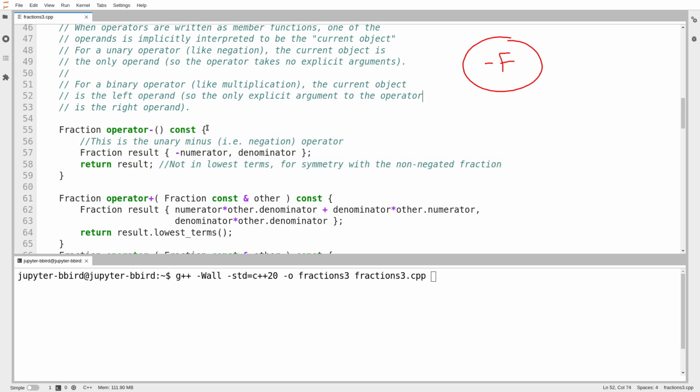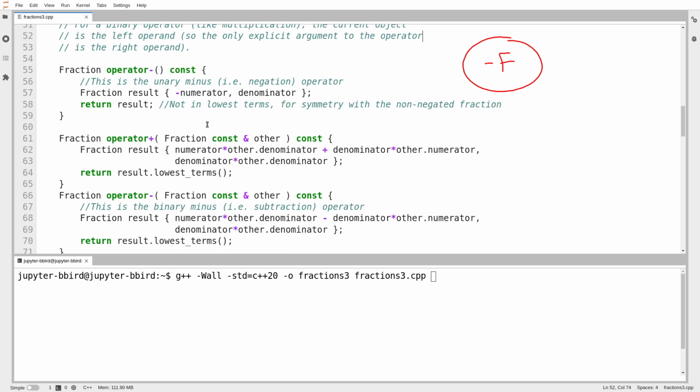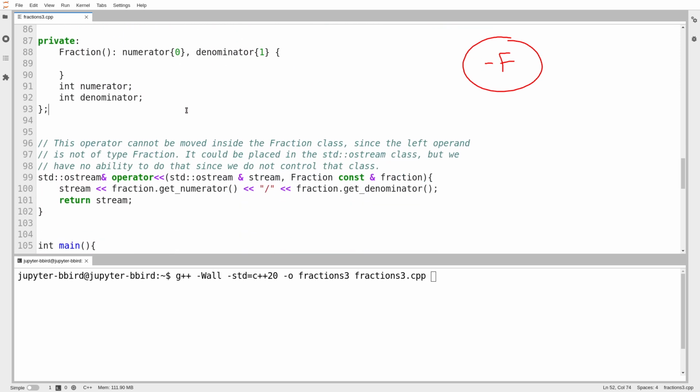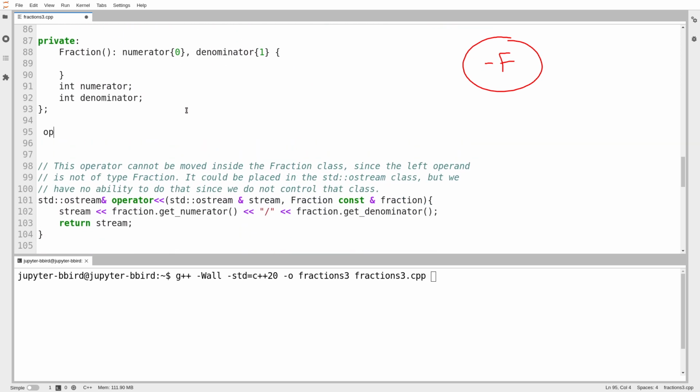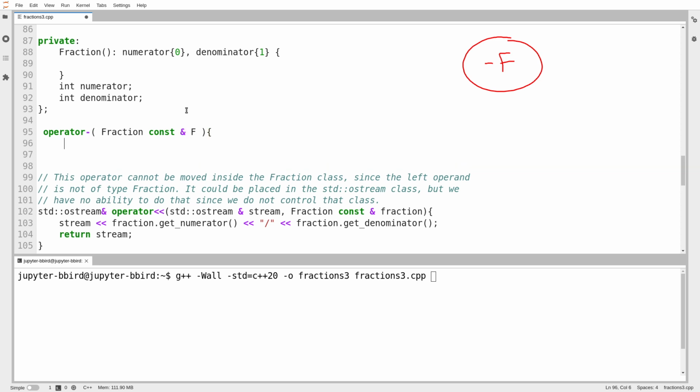And so if I wanted to write an operator like this out in the global scope, I'll just take a detour, I might write something like this. I want to negate a fraction object, so it's operator minus. In this operator, I'm only taking one fraction object, fraction const reference f. And I would return a fraction. It takes one fraction object. This is the unary minus operator, negation.